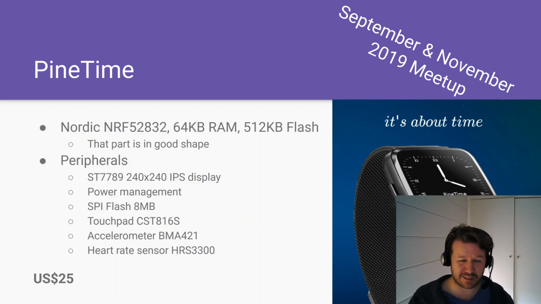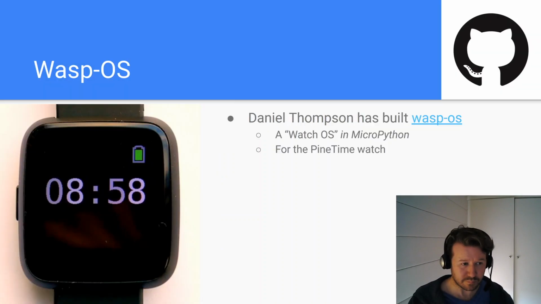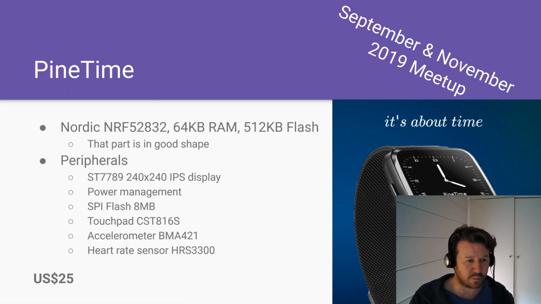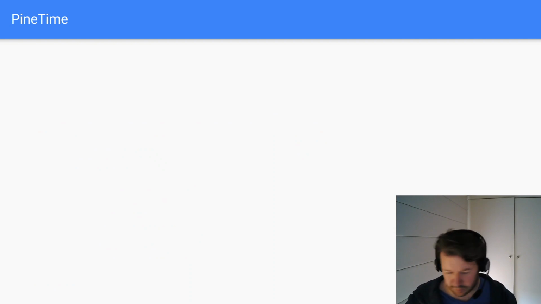Accelerometer, heart rate sensor. The key thing here is it's 25 US dollars for enough hardware that could sit on your wrist and be useful. So with WaspOS, Daniel Thompson's built this MicroPython operating system for a watch to target this device. So what has he done? Actually, let's have a look at it first.